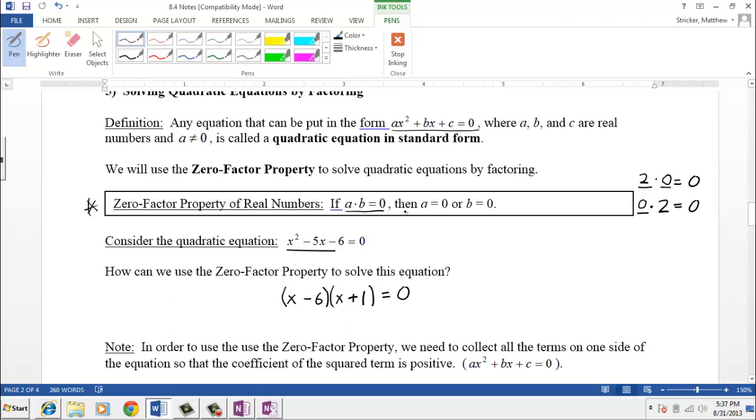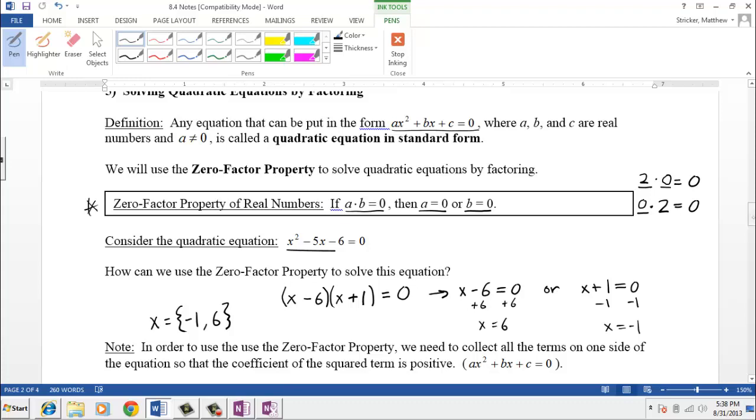Then the second part says then the first part equals 0 or the second equals 0. In other words, x minus 6 equals 0, that's the first part, or x plus 1 equals 0, that's the second part. And of course we can solve both of these separately. Here we get x equals 6, and here if we subtract 1 we get x equals negative 1. So we get two answers. We get x equals negative 1, x equals positive 6.